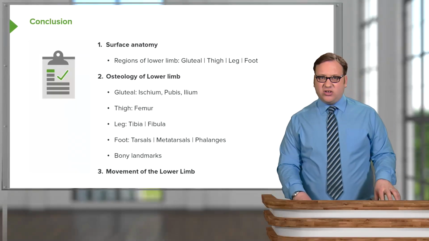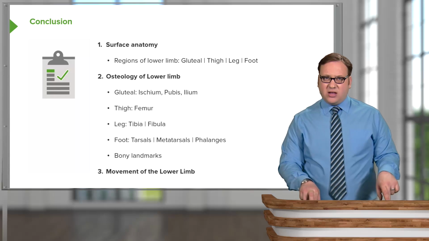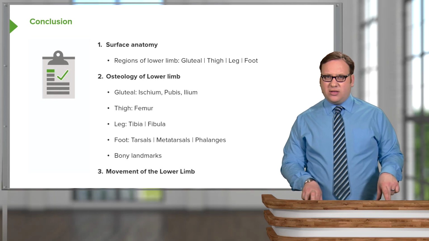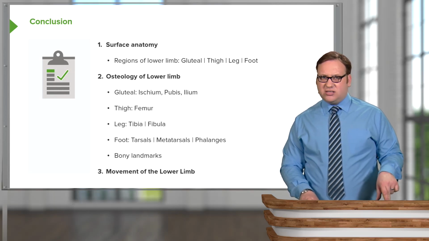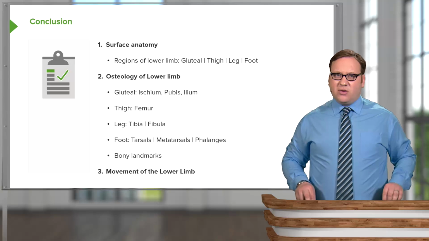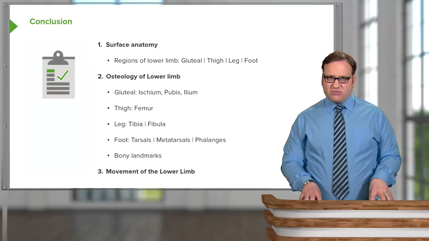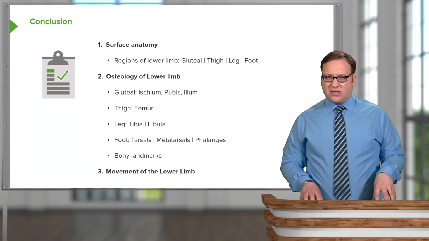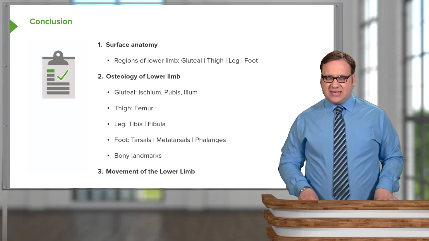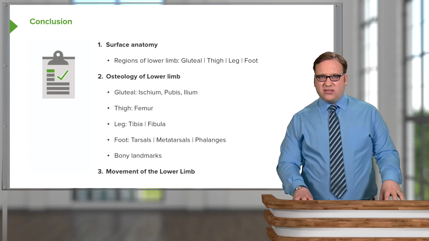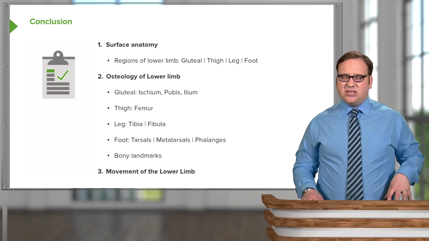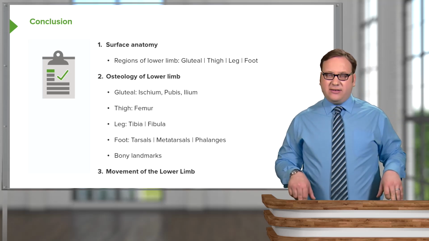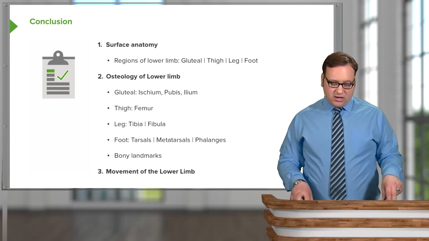So in this lecture, we've looked at the surface anatomy of the lower limb, the inferior appendicular skeleton, to look at the gluteal, thigh, leg, and foot regions. And then we've looked at the osteology of the lower limb. We've looked at the gluteal region where we had the ischium, the pubis, and the ilium of the hip bone. We looked at the thigh with the femur, the leg with the tibia and fibula, and then the foot, looking at the tarsals, metatarsals, and phalanges, and looking at some bony landmarks on these bones. And then to finish, we briefly looked at the movement of the lower limb.